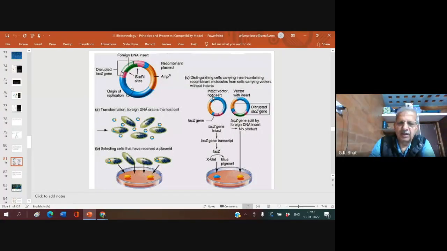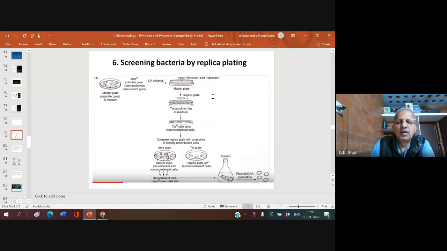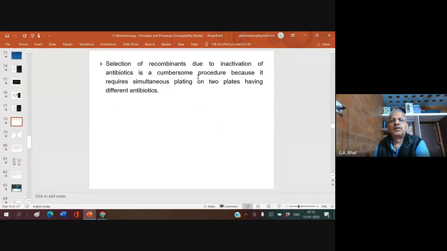I'll explain it once again. Now what we have? Selection of recombinants due to inactivation of antibiotics is difficult, so we are going for another method. We now want to find out plasmid with the recombinant DNA and plasmid without the recombinant DNA.